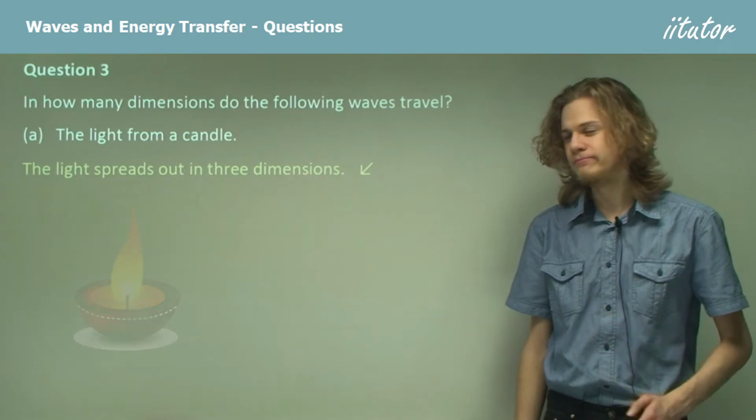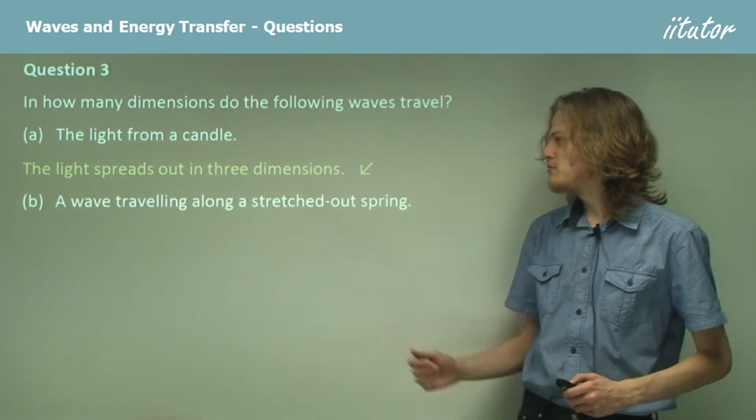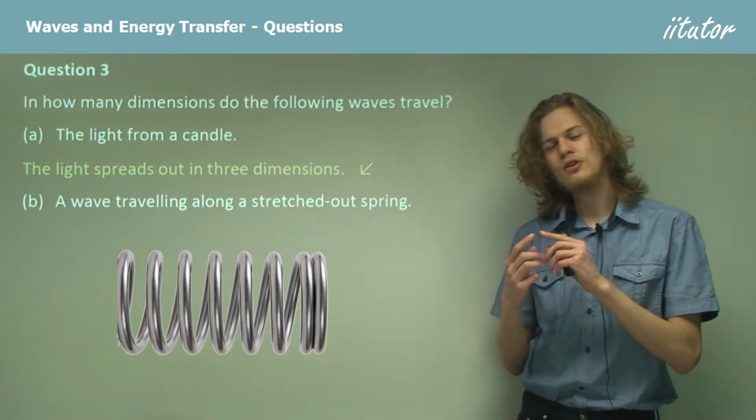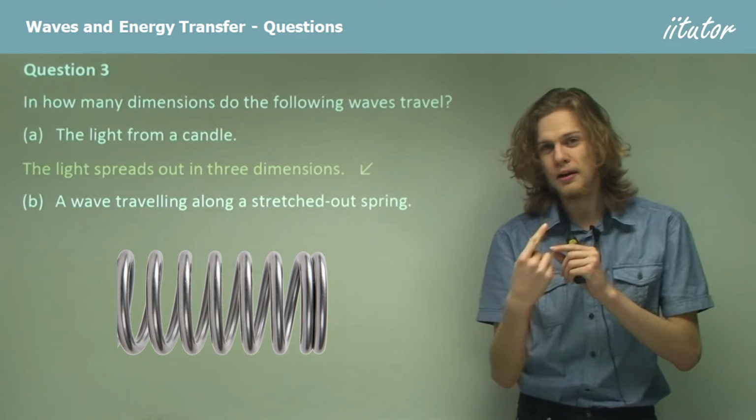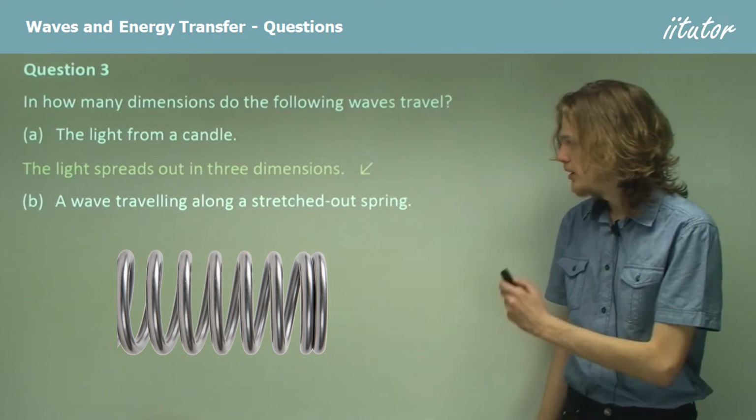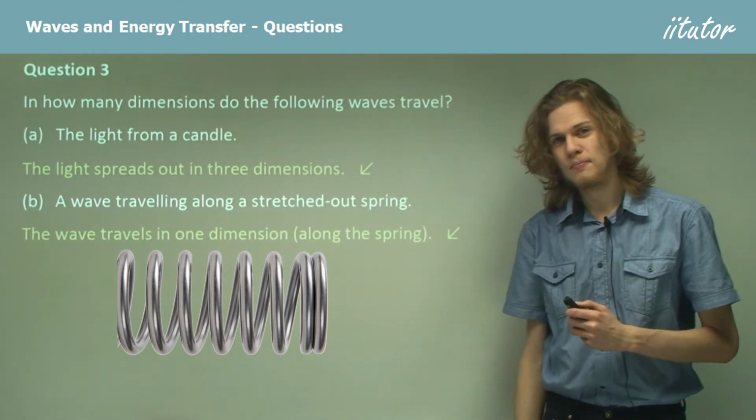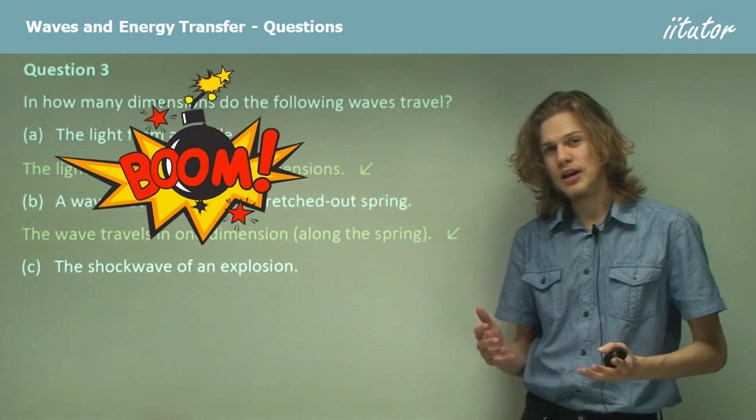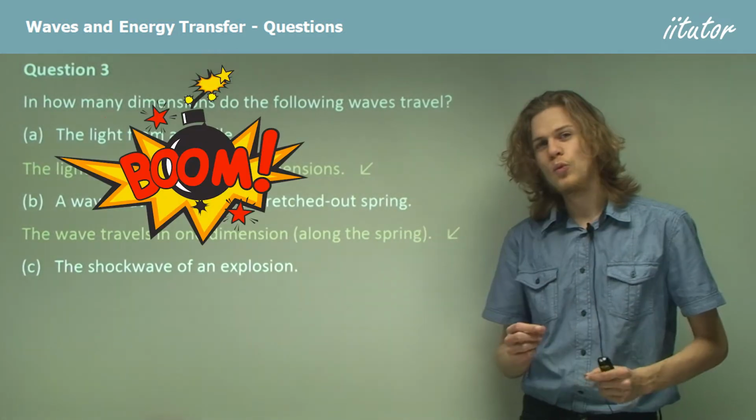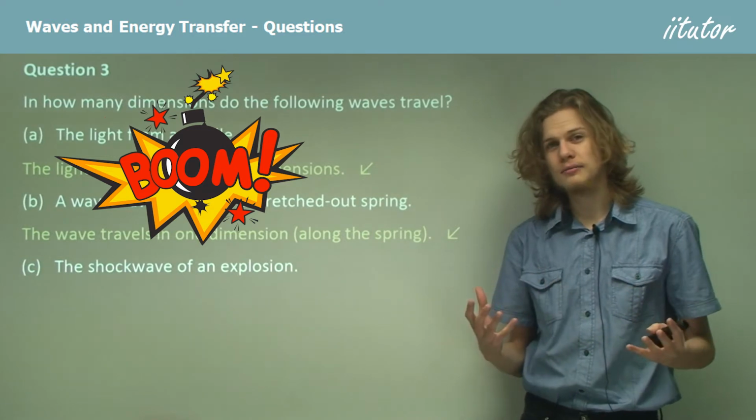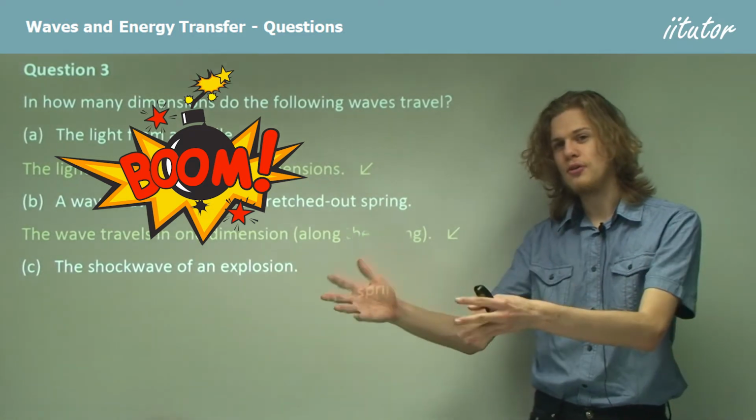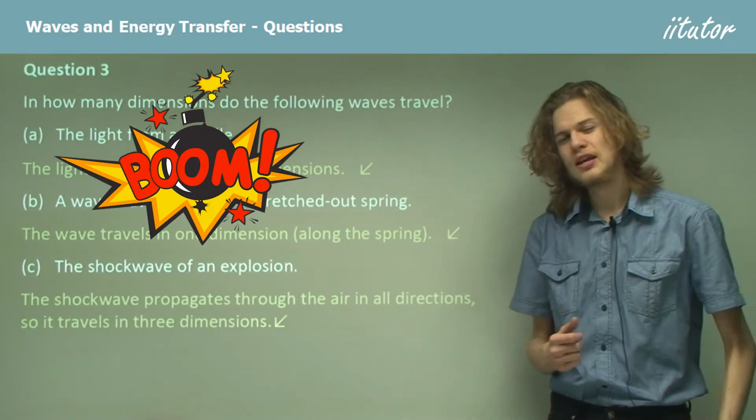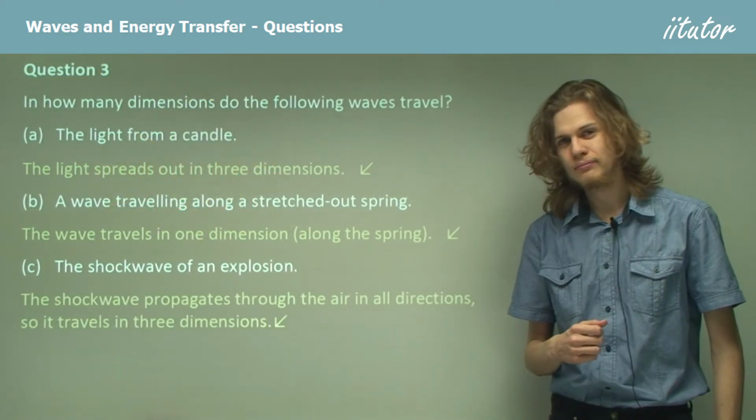Part B, how about a wave traveling along a stretched out spring? Now, in this case, the wave can only travel in one direction, along the spring, and so it's a one-dimensional wave. Finally, what about a shock wave from an explosion? In this case, just like for part A, we can feel the shock wave from any direction, whether we're in one direction or another direction or even above it. So, if it spreads out in all directions, it must be a three-dimensional wave.